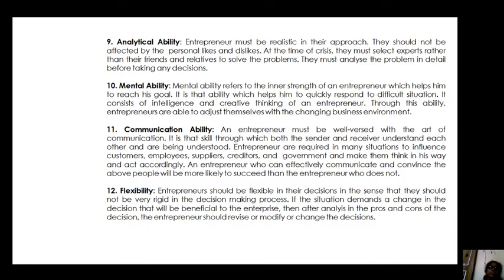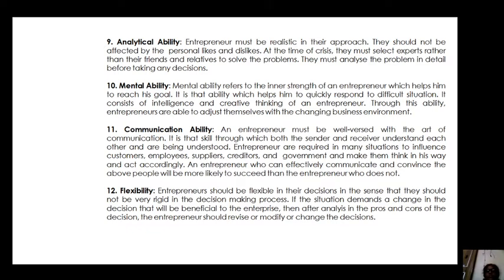Mental ability. He must be strong with his mentality. He must be 100% positive. He should not think about others, although there are some people who are attached to them, thinking that he should not continue the business. You are continuously facing the losses, but still he is mentally strong. He is capable to handle the situations. It is that ability which helps him quickly respond to difficult situations.